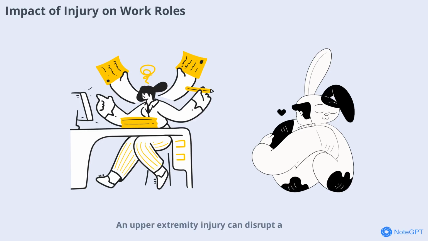Upper extremity injury can disrupt a person's ability to fulfill their work roles, leading to temporary or even permanent disability. The longer someone is away from work, the less likely they are to return, which can have lasting effects on their financial stability, self-esteem, and relationships. Therapists must address not only the physical limitations, but also the emotional and social consequences of work disruption. By supporting patients through these challenges, therapists help them regain independence and reintegrate into their work and community life.